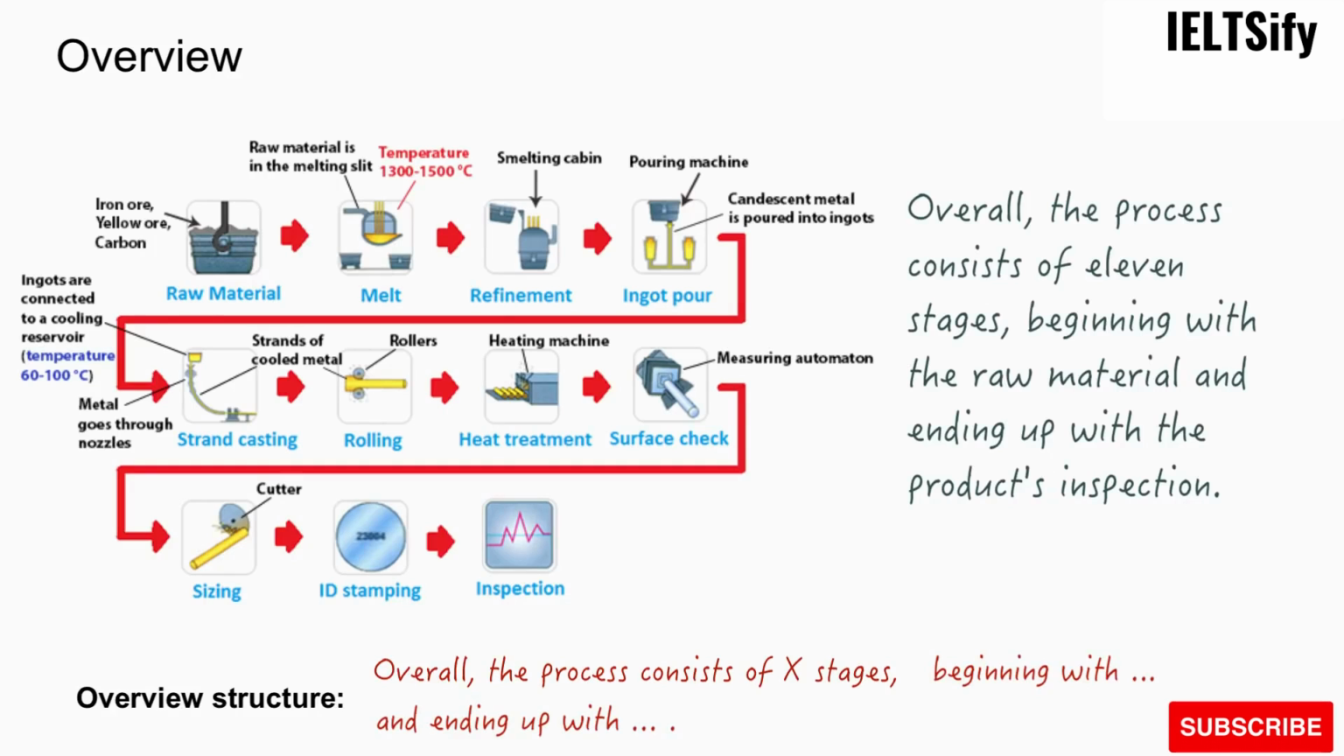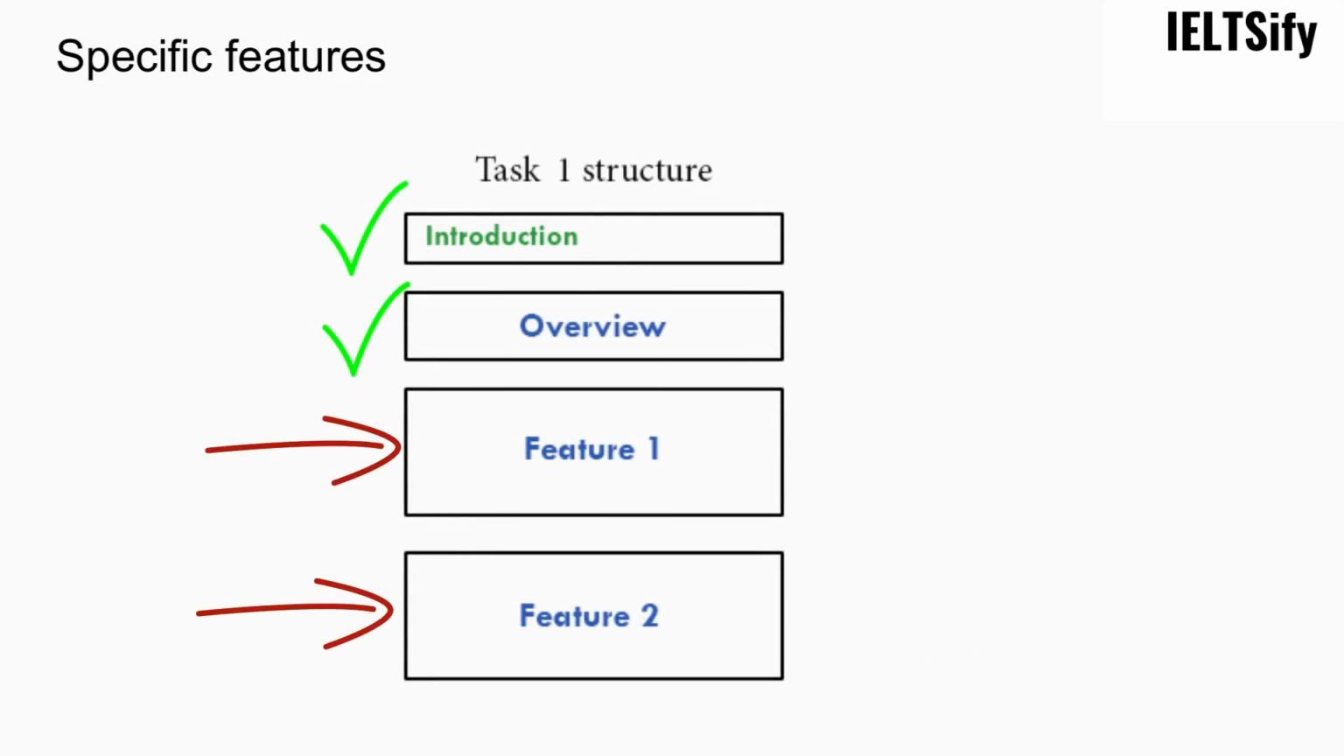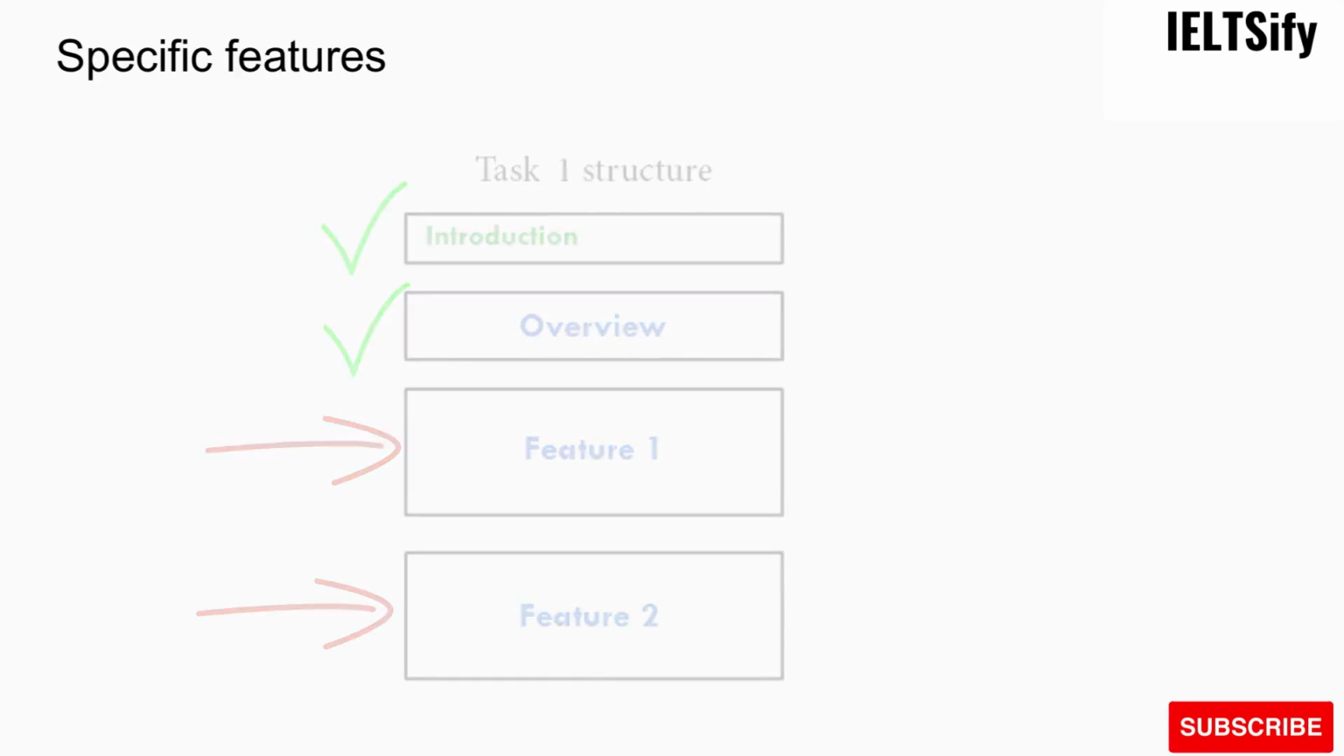Well, that's all with our overview, and we move on to the next paragraph. Once we have finished the overview, we should provide specific features in our next few paragraphs. When we are describing graphs, charts, or tables, we describe all the changes of numbers and percentages in the paragraphs with specific features. But now we have a different case.